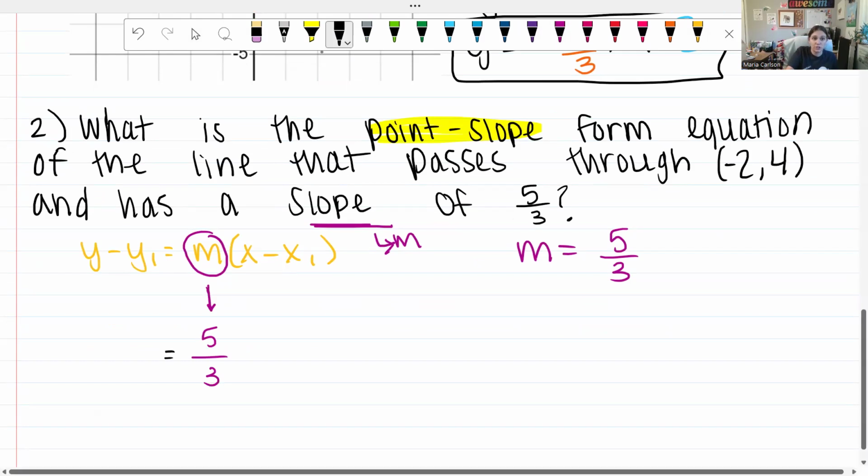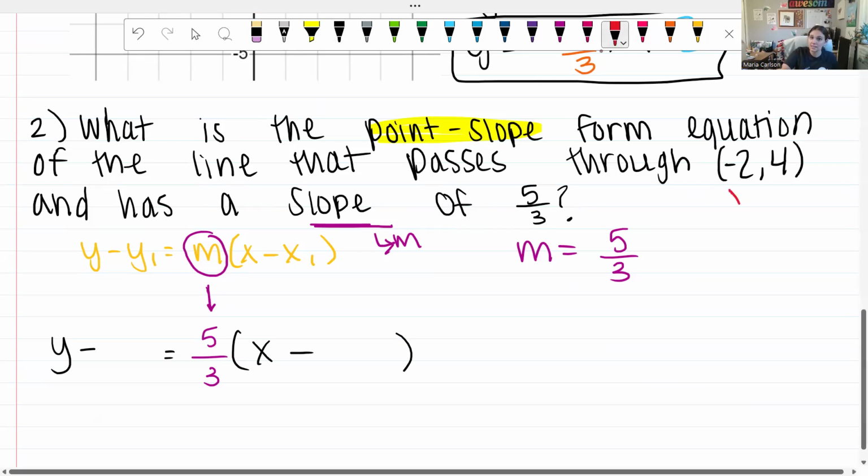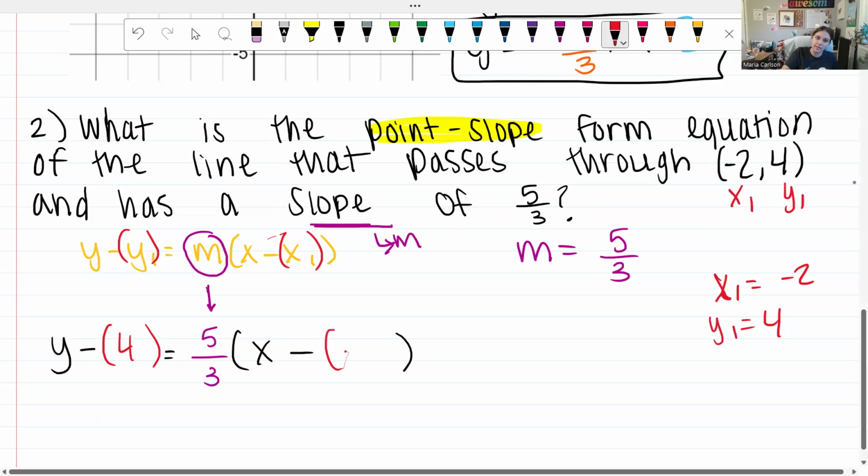And then again, we should always have an x and a y. So I have the y minus whatever our y1 is, and that is equal to 5/3 times x minus whatever our x1 is. They give us the point that the line passes through, which is -2, 4. So my x1 is -2 and my y1 is equal to 4. So where I see y1 in the original equation, I'm going to put 4. And where I see x1, I am going to put -2.